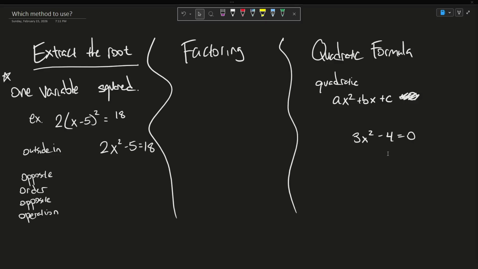There are other, more efficient ways of solving it. For example, right here, with one variable squared, you can extract the root. So the most efficient way of solving this one would be to extract the root. But if you really want to, you can use the quadratic formula.